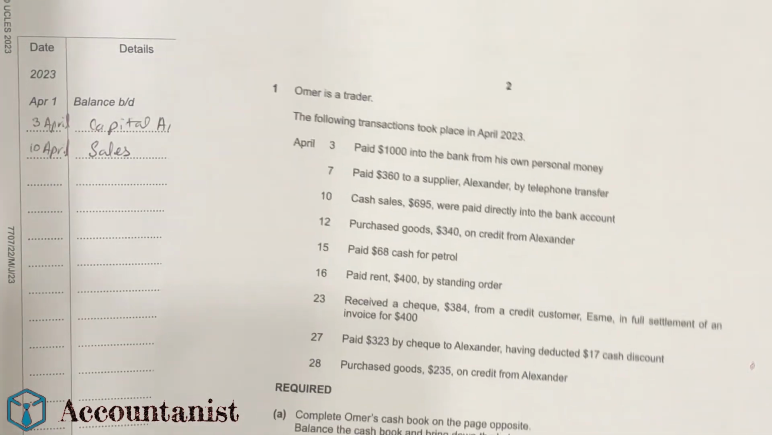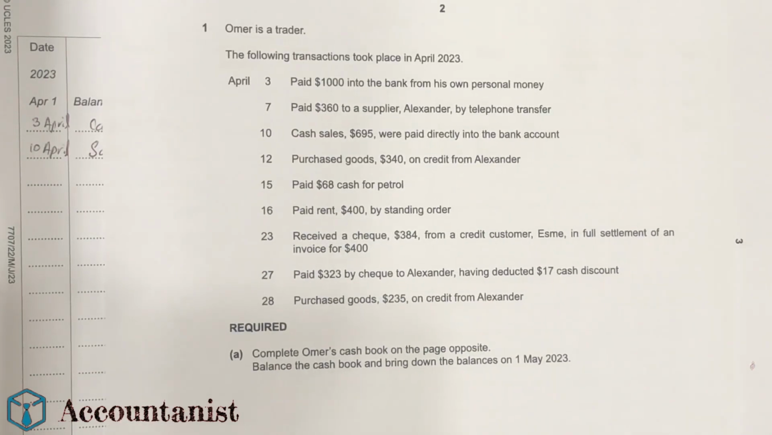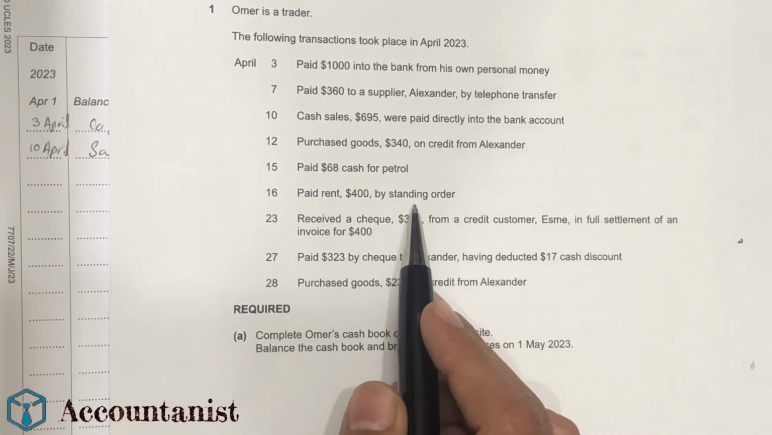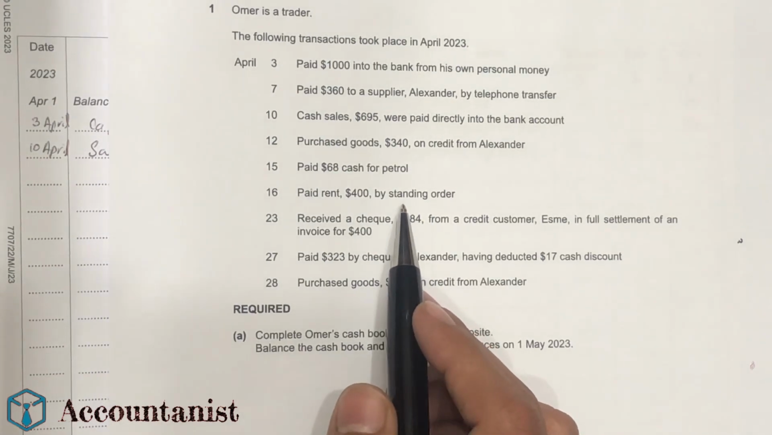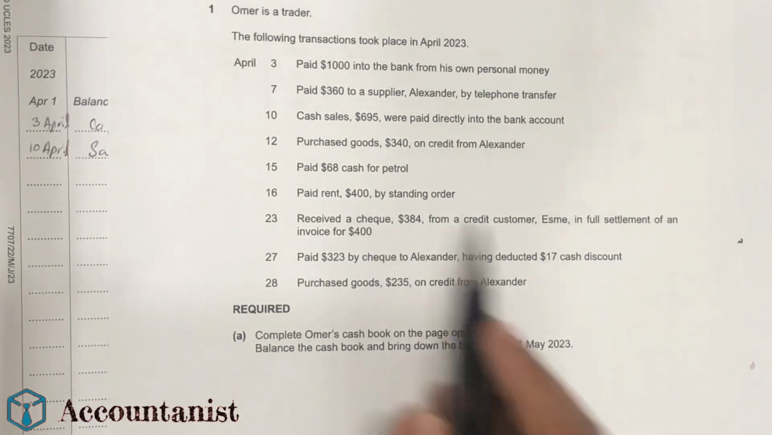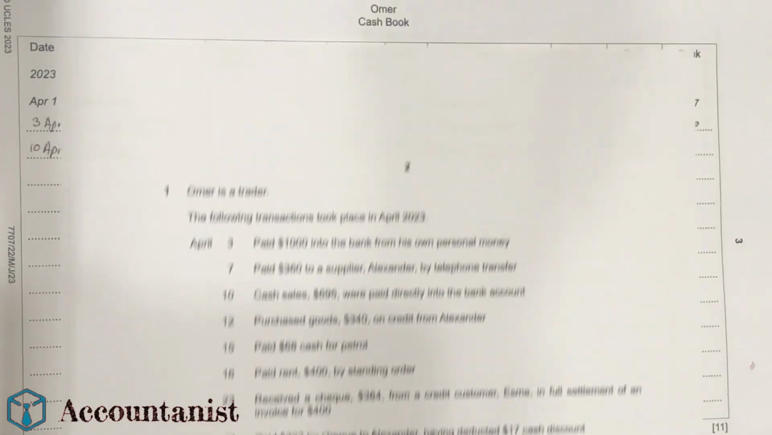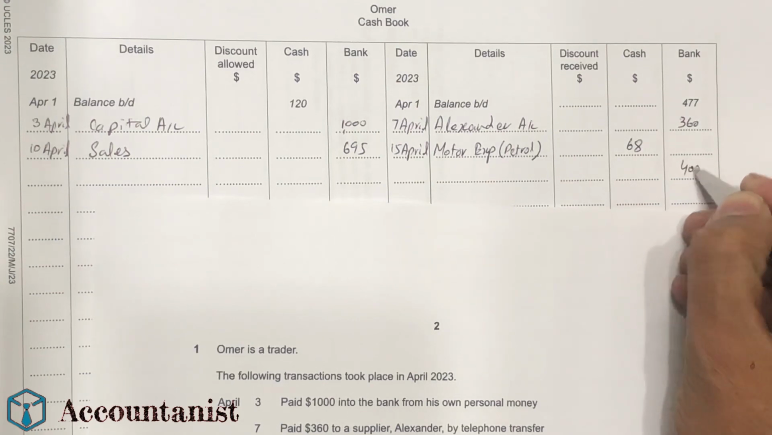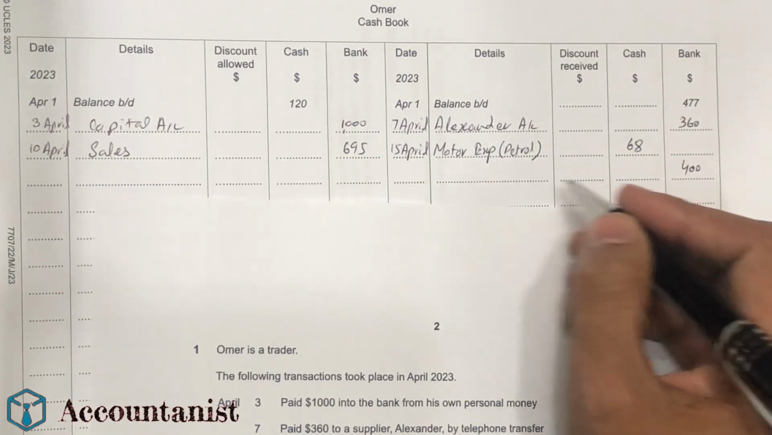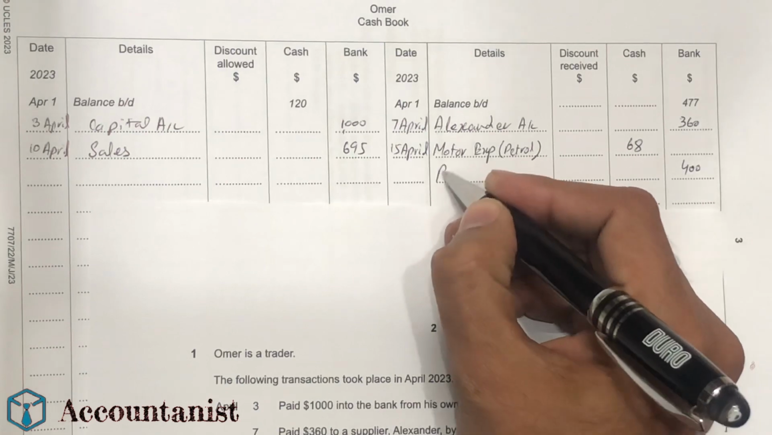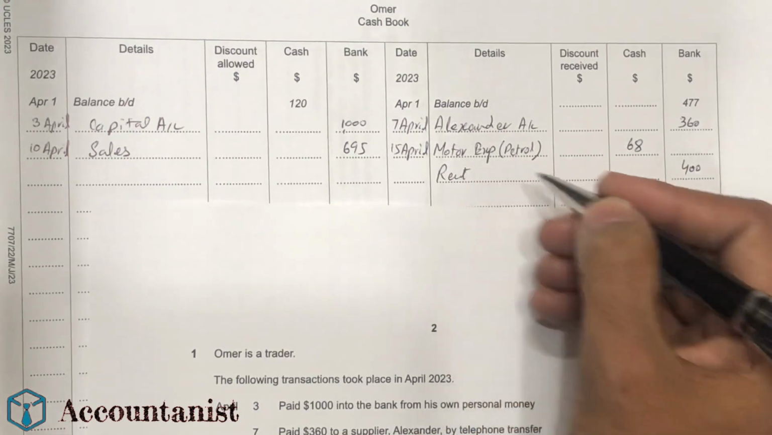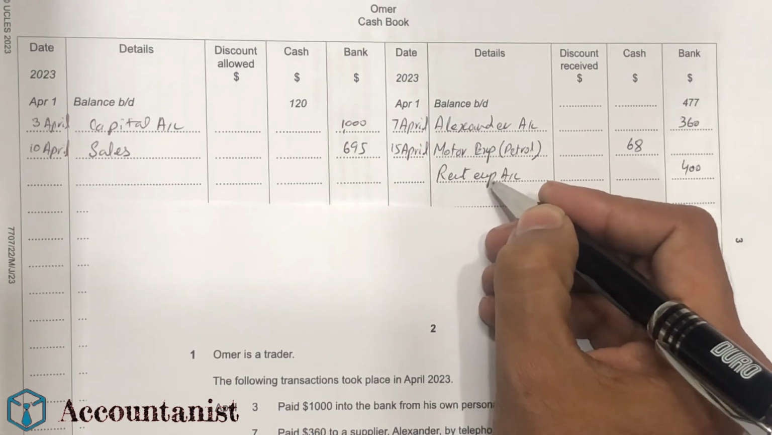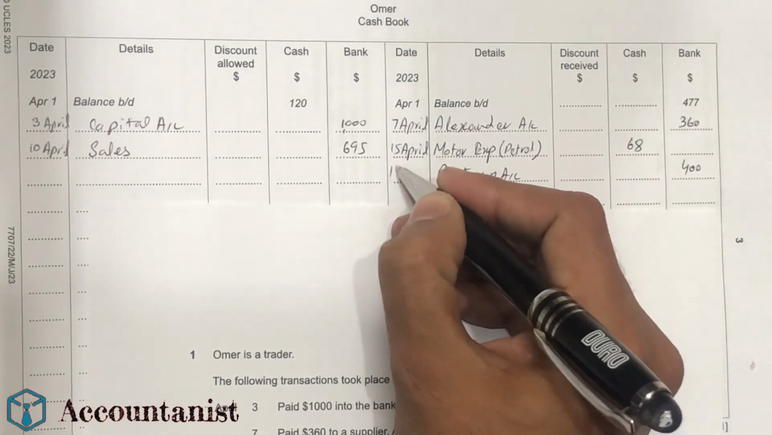Now the next transaction says paid rent $400 by standing order. Again, it's a standing order, it means it's going through the bank account, so it will come up on the credit side because it's a payment. So I'll write down $400 and it's for the rent, so I'll write rent expense account, and the date was 16th of April.